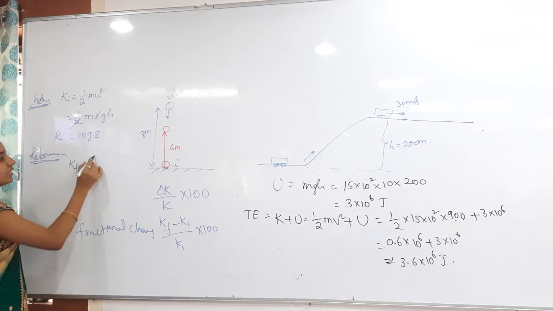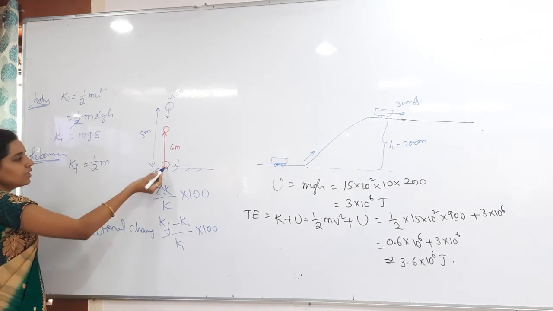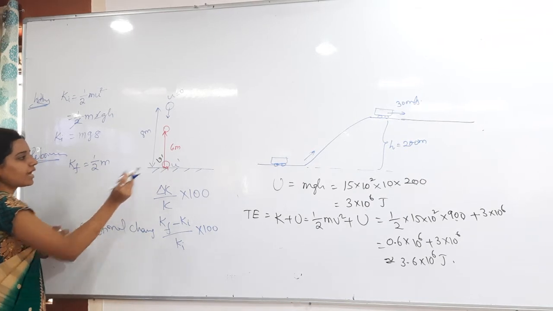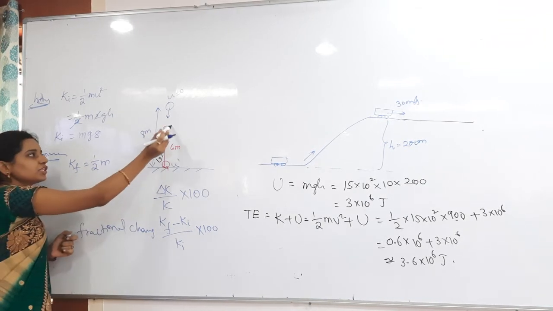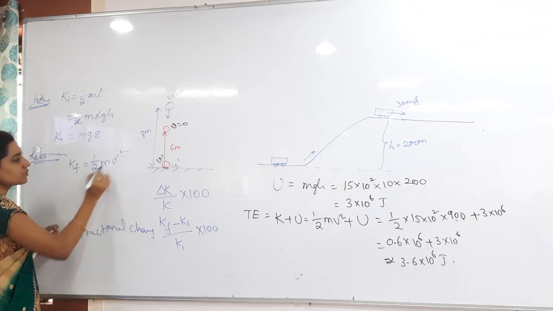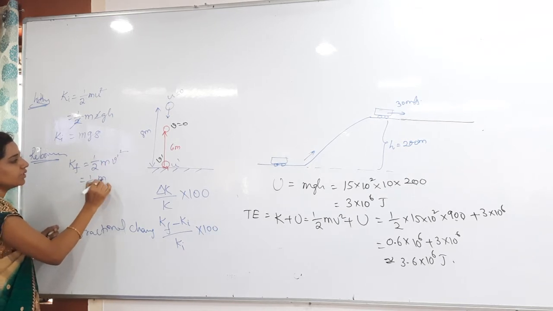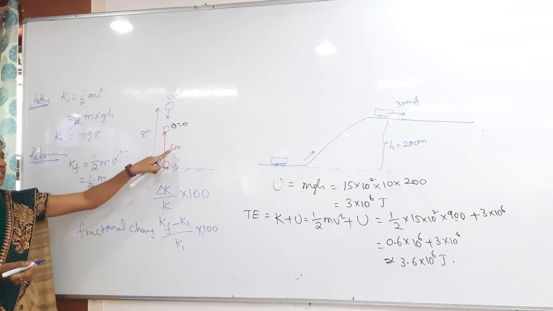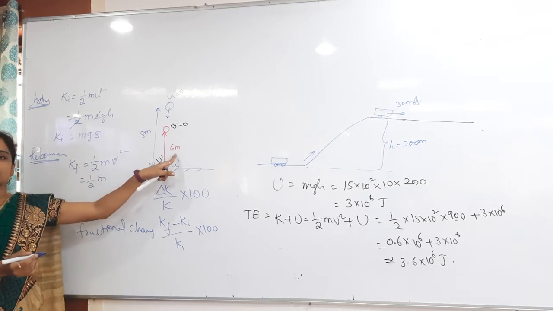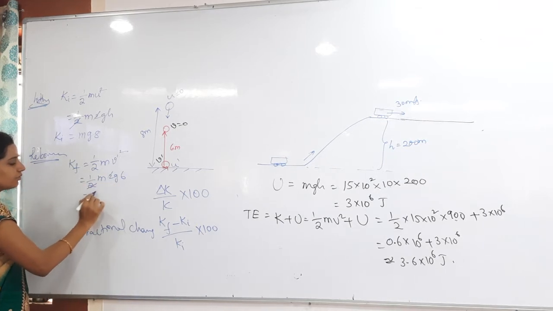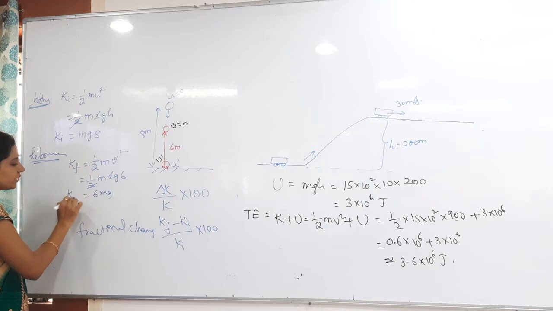So K final is equal to half m into, after the hitting it is rebouncing with, let me take v dash velocity, and finally velocity is becoming how much? 0 after reaching the maximum height. Then half m v dash square, where v dash is under root 2gh only. What is the 2gh value here? 2 into g into the rebouncing height, 6. So 2g into 6, then what we got here? 6 mg. This is the K final.